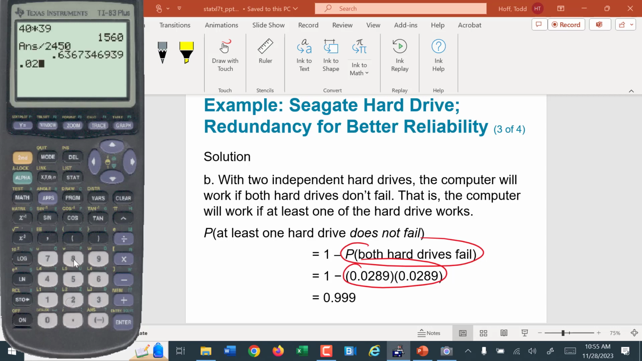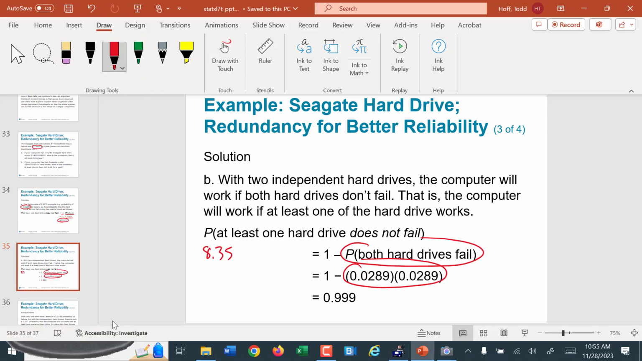0.0289 times 0.0289 gives us, so that's scientific notation, 8.35 times 10 to the negative fourth, which is 0.000835, which we're just going to round off to 0.001. That's the probability that both of them fail. So 1 minus 0.001 gives us a 0.999, or 99.9% chance that between the two hard drives, we get through the year without any issues with our data.